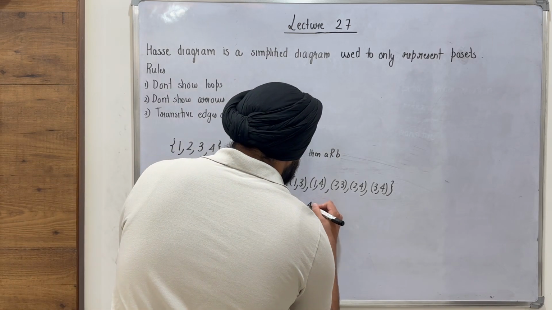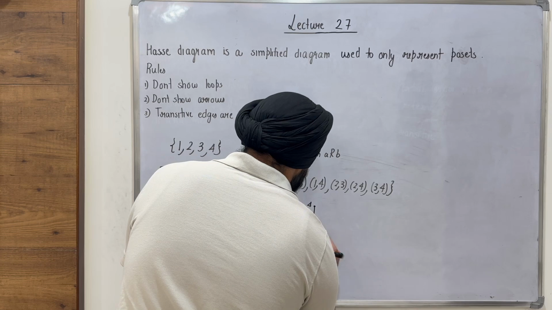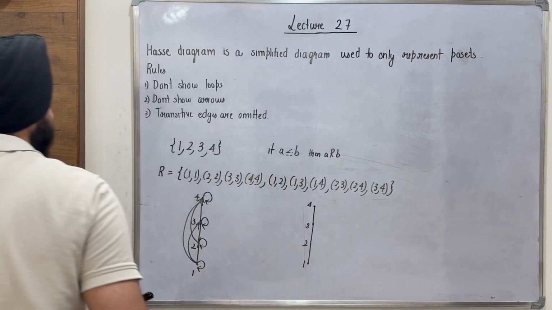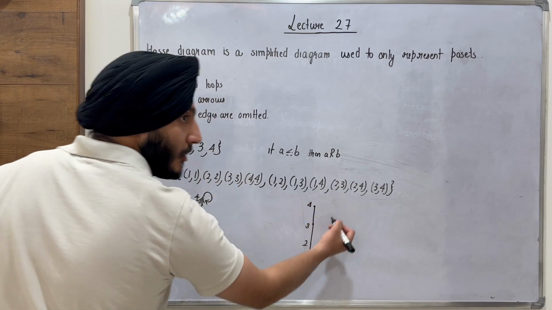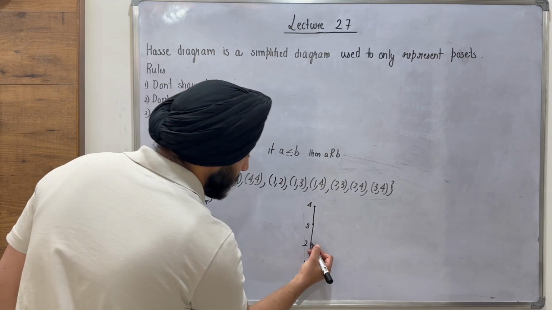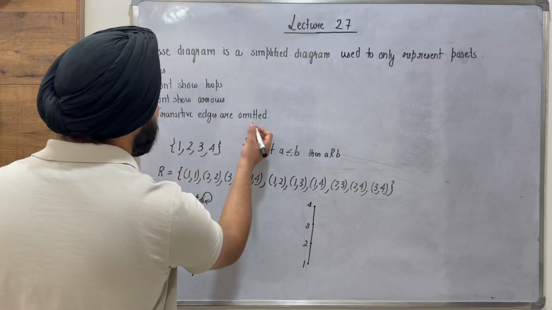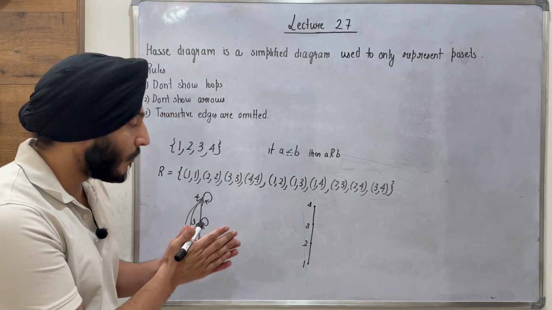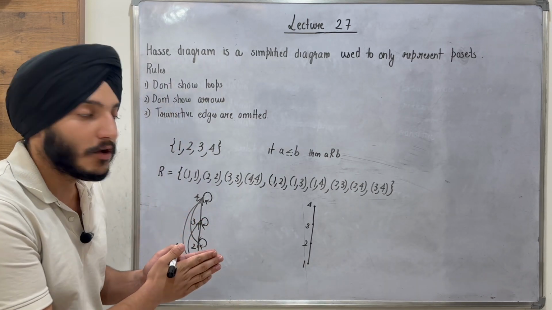So this is 4, 3, 2, 1. Okay. So don't show the loops. I'm not showing the loops in this case. Don't show the arrows. I'm not showing any arrows in this case, right? And transitive edges are omitted, right? So let's try to figure out what it means by transitive edges being omitted, right?